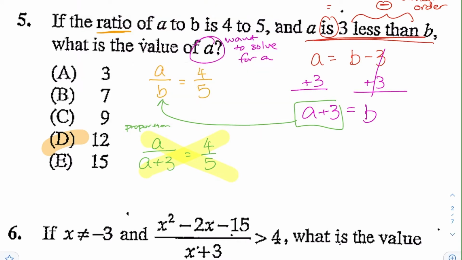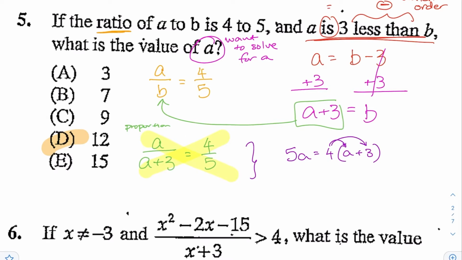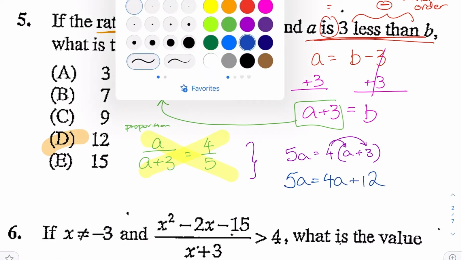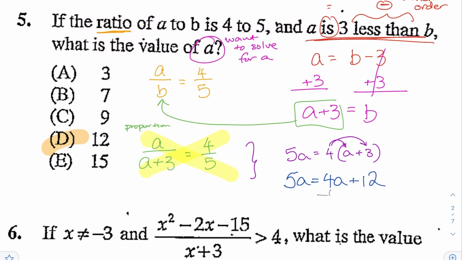So to solve this proportion, you cross multiply, you would get 5A is equal to 4 parentheses A plus 3. So from here, you would distribute. When you distribute, you will get 5A is equal to 4A plus 12. And then you'll have to subtract 4A from both sides, isolate it on the left side. And that'll give you A is equal to 12, which is choice D.